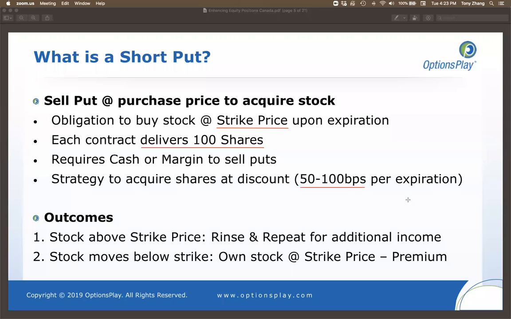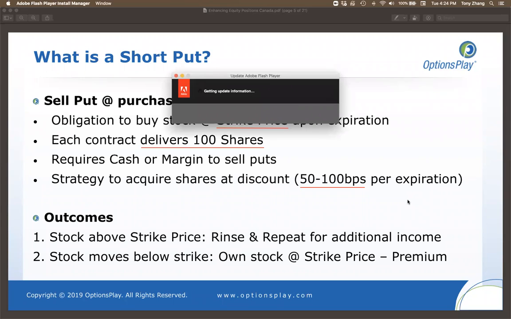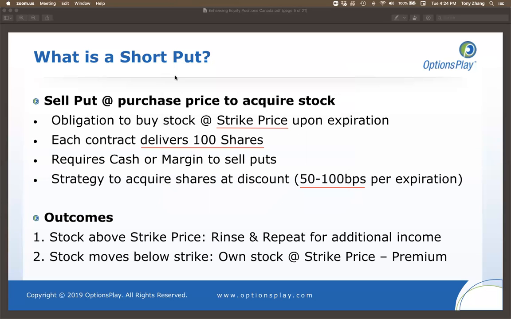So those are some of the things that I really want you to start thinking about: how can you get a discount on every single stock that you purchase? And one way to do that is by selling a cash secured put. And once you sell this put, you effectively have 2 possibilities. The stock will either be above the strike price at expiration. If that's the case, you can rinse and repeat the strategy for additional income as long as you continue to want to purchase that stock. Or if the stock is below the strike price at expiration, now you own the stock at the strike price minus the premium that you received on selling the put.